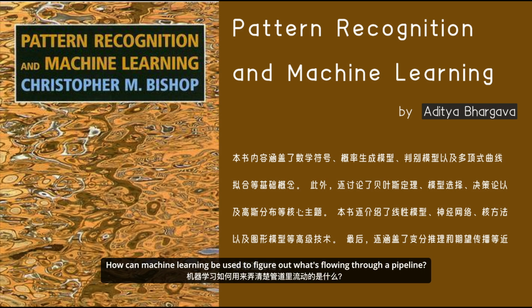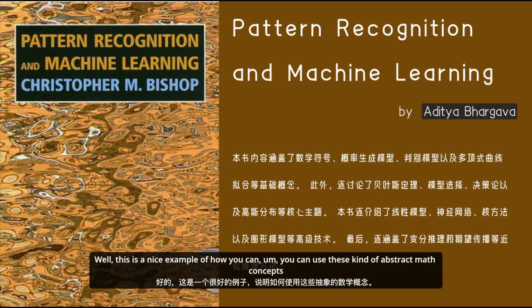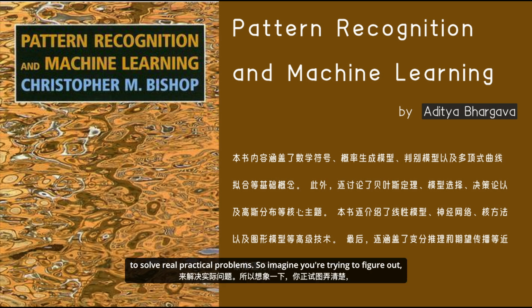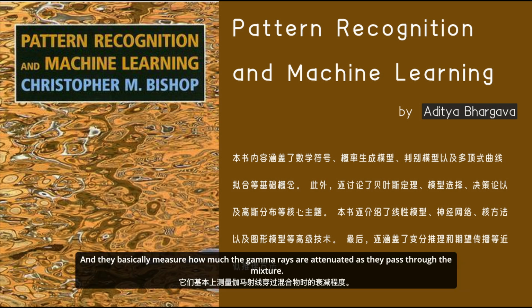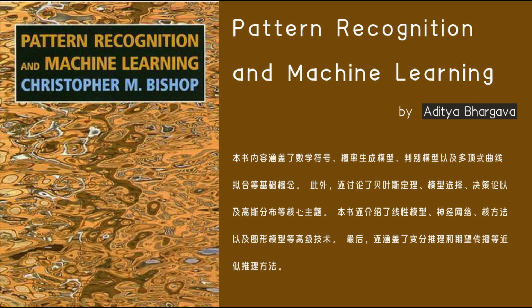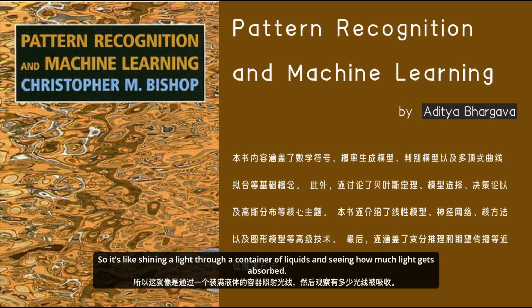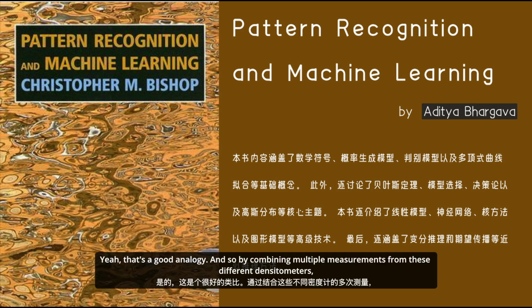How can machine learning be used to figure out what's flowing through a pipeline? Well, this is a nice example of how you can use these kind of abstract math concepts to solve real practical problems. So imagine you're trying to figure out how much oil, water, and gas is flowing through a pipeline. Okay. And you've got these gamma ray densitometers that are placed around the pipe, and they basically measure how much the gamma rays are attenuated as they pass through the mixture. So it's like shining a light through a container of liquids and seeing how much light gets absorbed. Yeah, that's a good analogy.